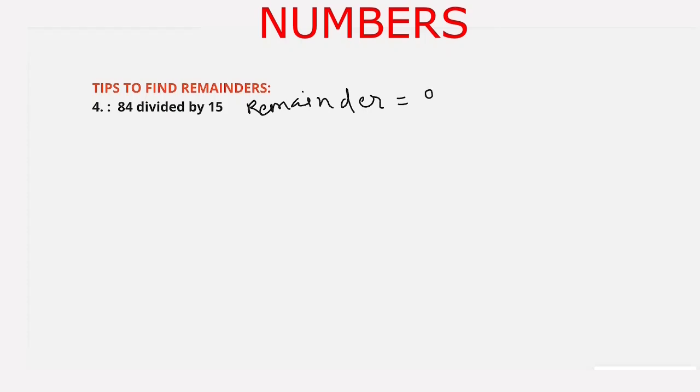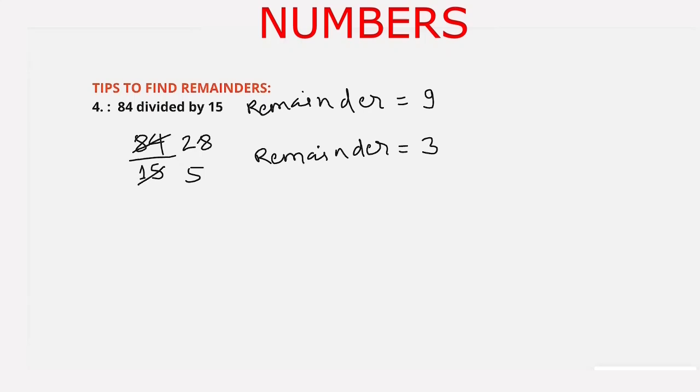The remainder is equal to 9, as 15 times 5 is 75 and 84 minus 75 is 9. Can we do this: 84 upon 15? We cancel this by 3 and it comes out to be 28, and we cancel 15 by 3 and we get 5. And 5 times 5 is 25 and the remainder is 3. Can we do it like this?